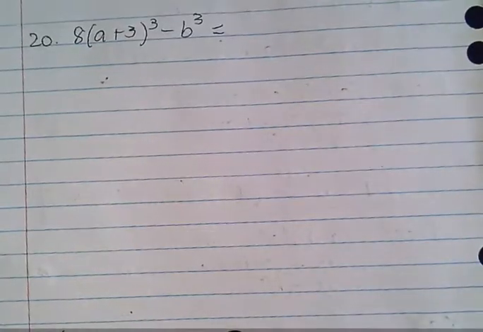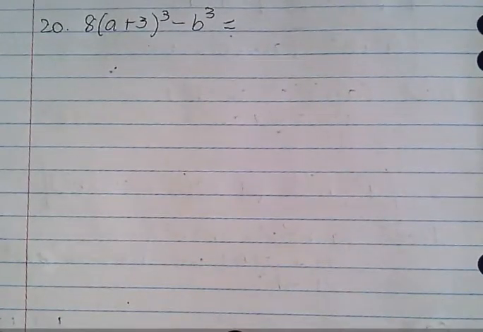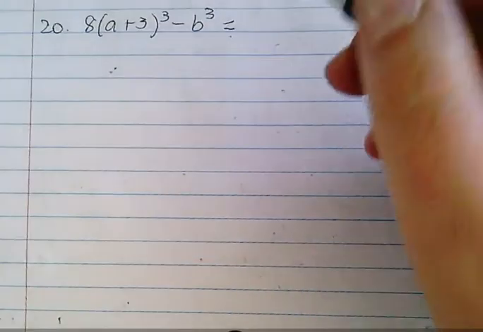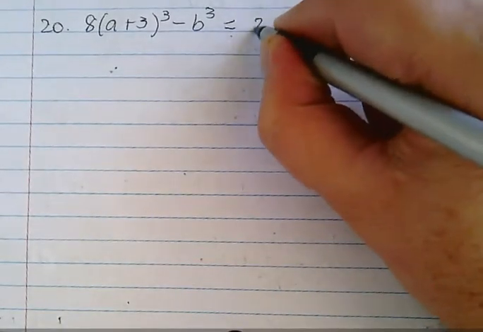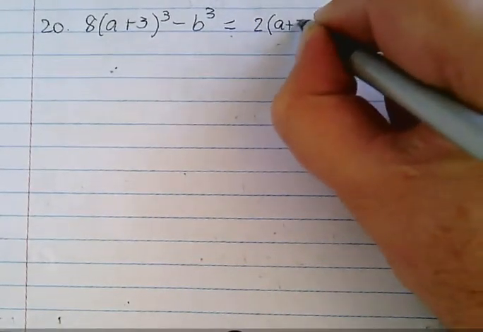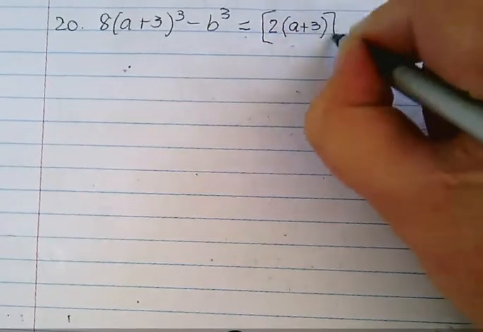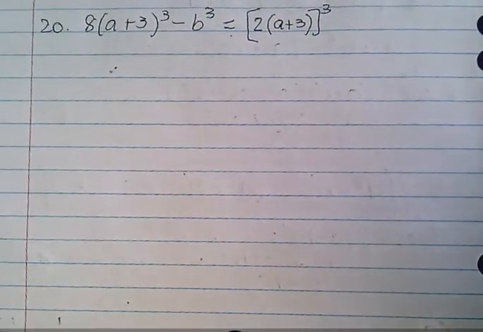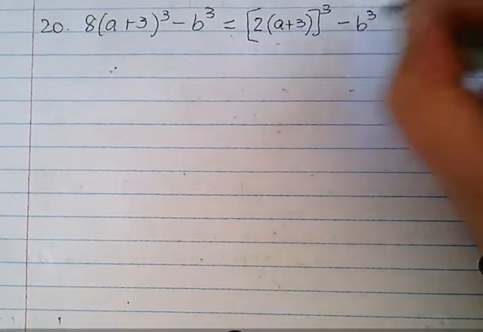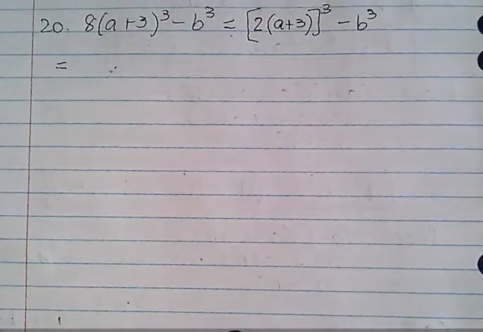Okay, and the last question here. Oh, actually, you've got to be careful here. What am I going to do with this 8 business? So it's going to be (2 bracket a plus 3 square bracket) cubed. That is now a cubed minus b cubed equals. You okay with that? So make sure you include that 2 in.